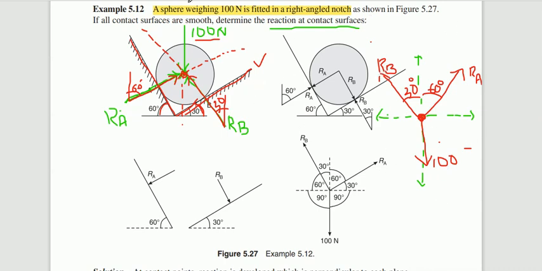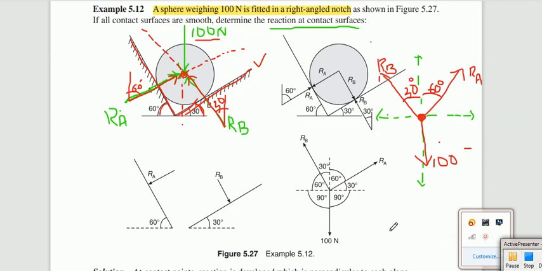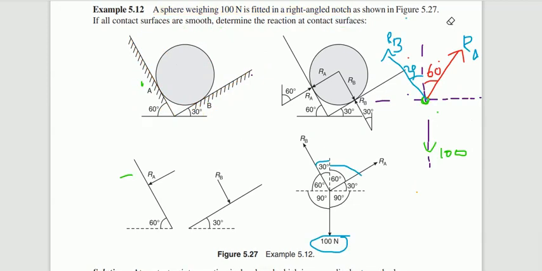Is it clear how I have drawn the free body diagram? Yes, ma'am. What about the others? This is very important. If you have not understood, then you have to ask me. I will explain once again in detail, because it is very important to draw the free body diagram, especially in the case of spheres. Is it clear? Okay, let me continue.